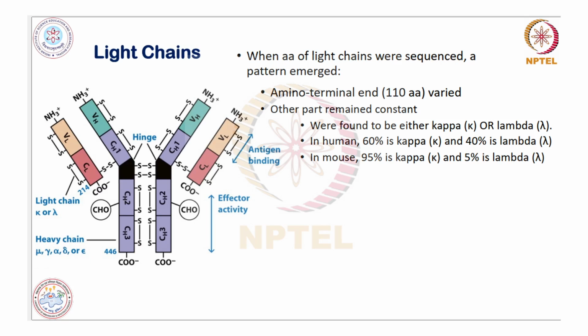We have just discussed the light chain and the heavy chain. The amino terminal end has 110 amino acids which are variable, responsible for binding to the antigen. In the light chain, it can be either kappa or lambda. In human, 60% is kappa and 40% is lambda, whereas in mouse, it is 95% kappa and only 5% lambda. So these are the two types of light chain.